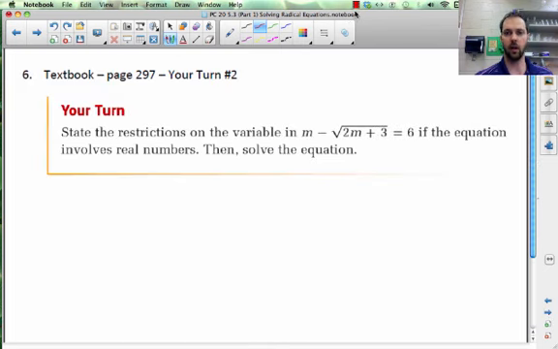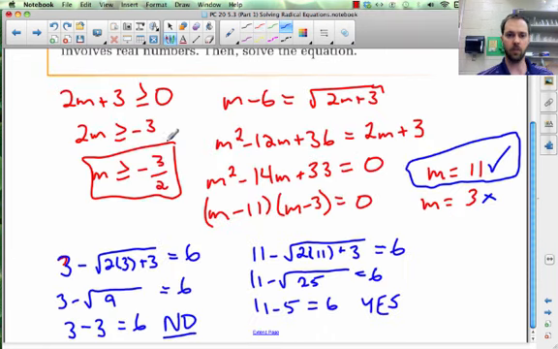Here's your turn. Hit pause, do it. You'll see the solution when you get back. Alright, so here's your solution. Hit pause, take your time, check it out. 3 we have to reject as an answer. 11 we can accept. There you go.